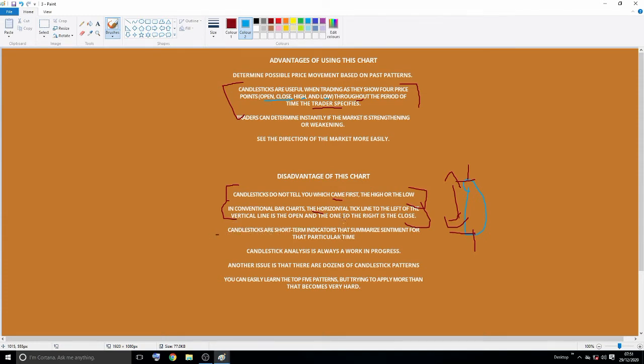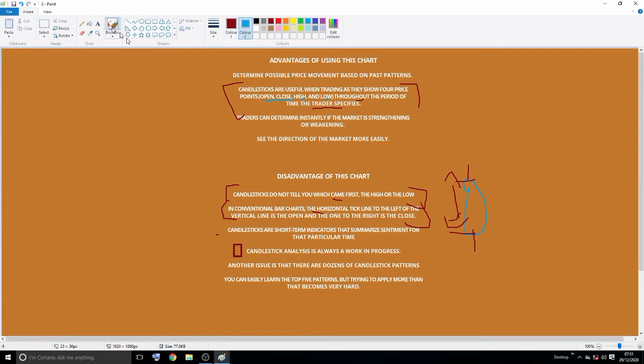Candlesticks are short-term indicators that summarize sentiment for that particular time. That is what I was showing you previously about the price movement. It shows you sentiment for that particular time.